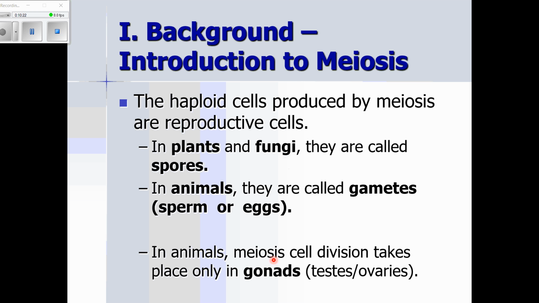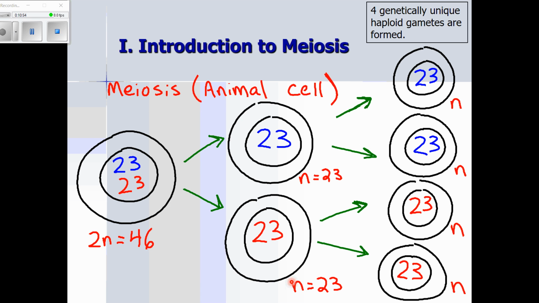In animals, meiosis only takes place in the gonads, which are the testes and ovaries. Nowhere else in your body does meiosis occur. Of course, mitosis occurs throughout your body. Anytime you're growing, healing, replacing cells, that's mitosis. But the only time and the only place you use meiosis is when you're making sperm or eggs in the testes or ovaries.